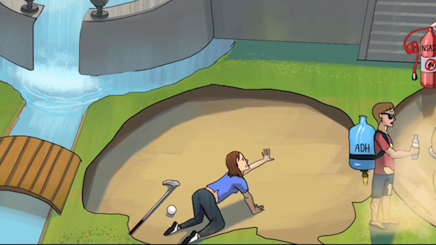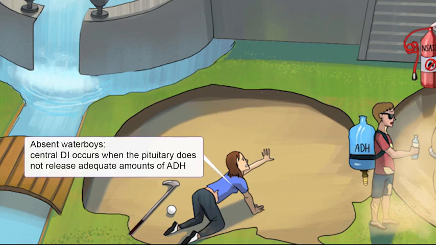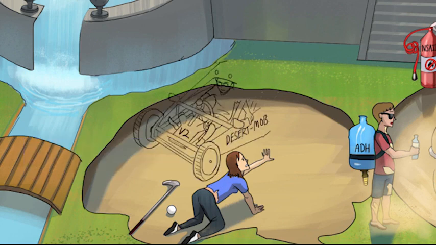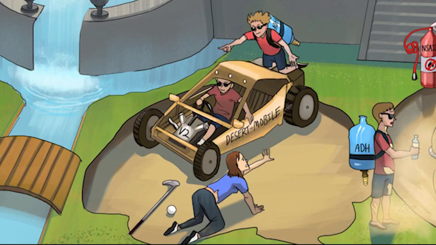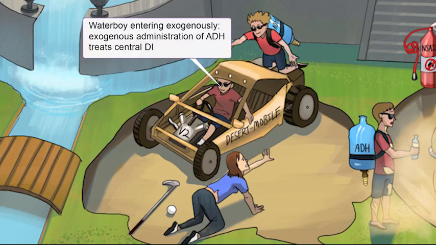To emphasize reduced ADH secretion, we've got a golfer here who's been wandering the sand trap for what seems like days, dying of thirst, reaching out for an antidiuretic water boy, but there's none to be found. Here we go. Some antidiuretic water boys to the rescue. If the pituitary isn't releasing ADH, you can administer ADH exogenously. Hence the antidiuretic water boy entering the scene exogenously coming to her aid.